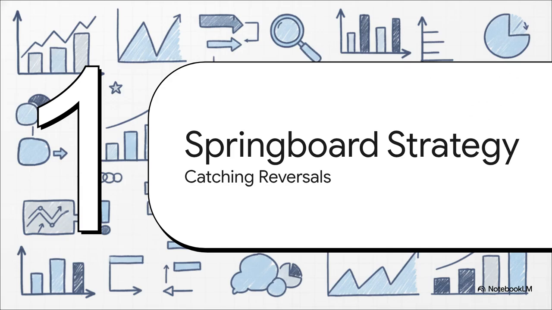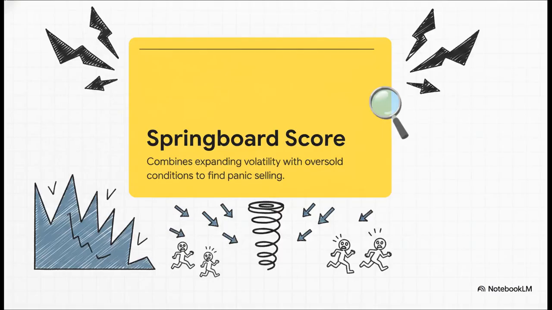Section 5. Volatility Springboard Strategy. Catching Explosive Reversals. This targets our second proprietary approach. While the IAM index is all about structural momentum, the Volatility Springboard score hunts for explosive mean reversion. It combines expanding volatility with extreme oversold conditions to pinpoint the exact crescendo of panic selling. This is tailor-made for traders who want to capitalize on highly dynamic, shifting market conditions.